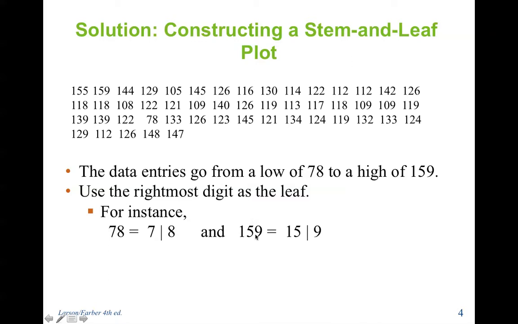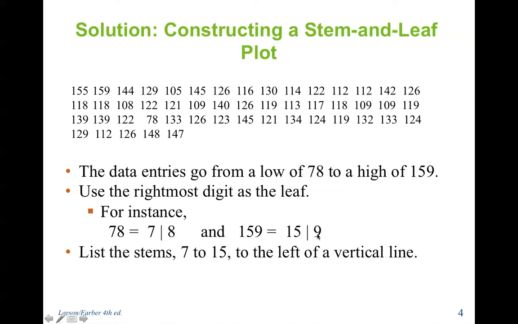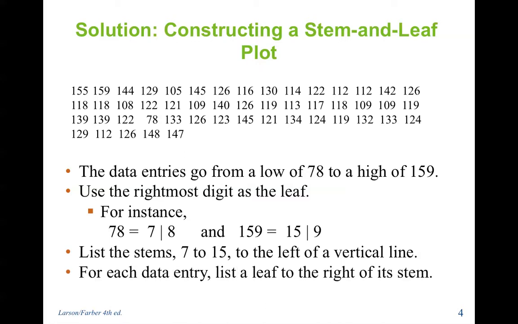Over here, our highest value is 159. So in this case, we put 15 to the left in the stem and 9 to the right into the leaf. So list the stems from 7 to 15 to the left in a vertical line. That's exactly what we're going to do on the next slide.